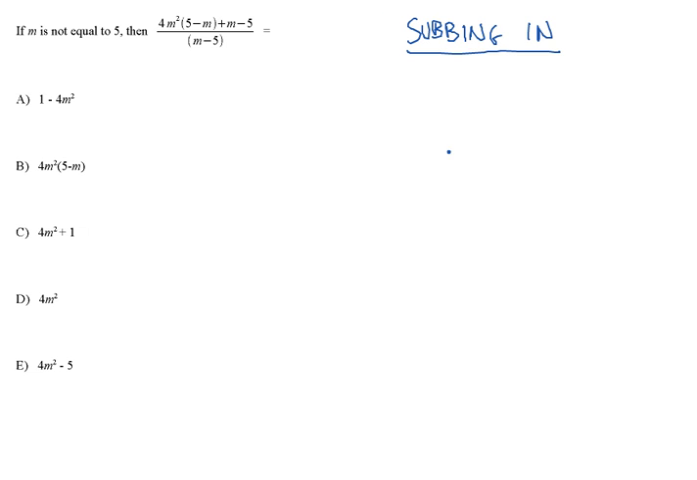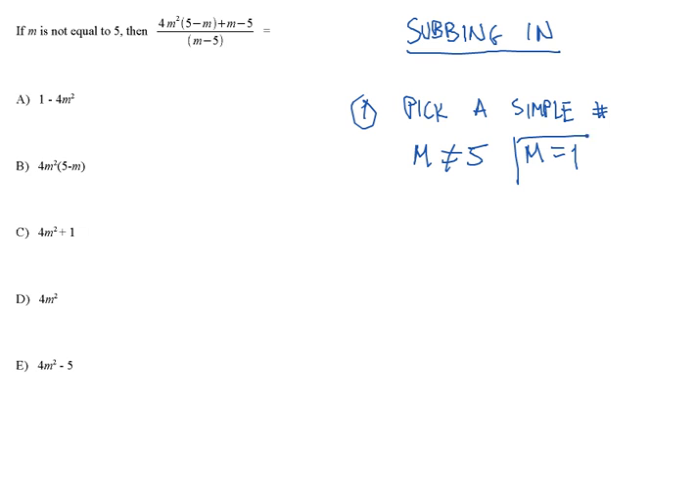First, we would pick a simple number for the variable in the question. So pick a simple number. M can't equal 5, they tell us. So what we can do is we can make it 1. 1 is a very straightforward and easy number to work with.